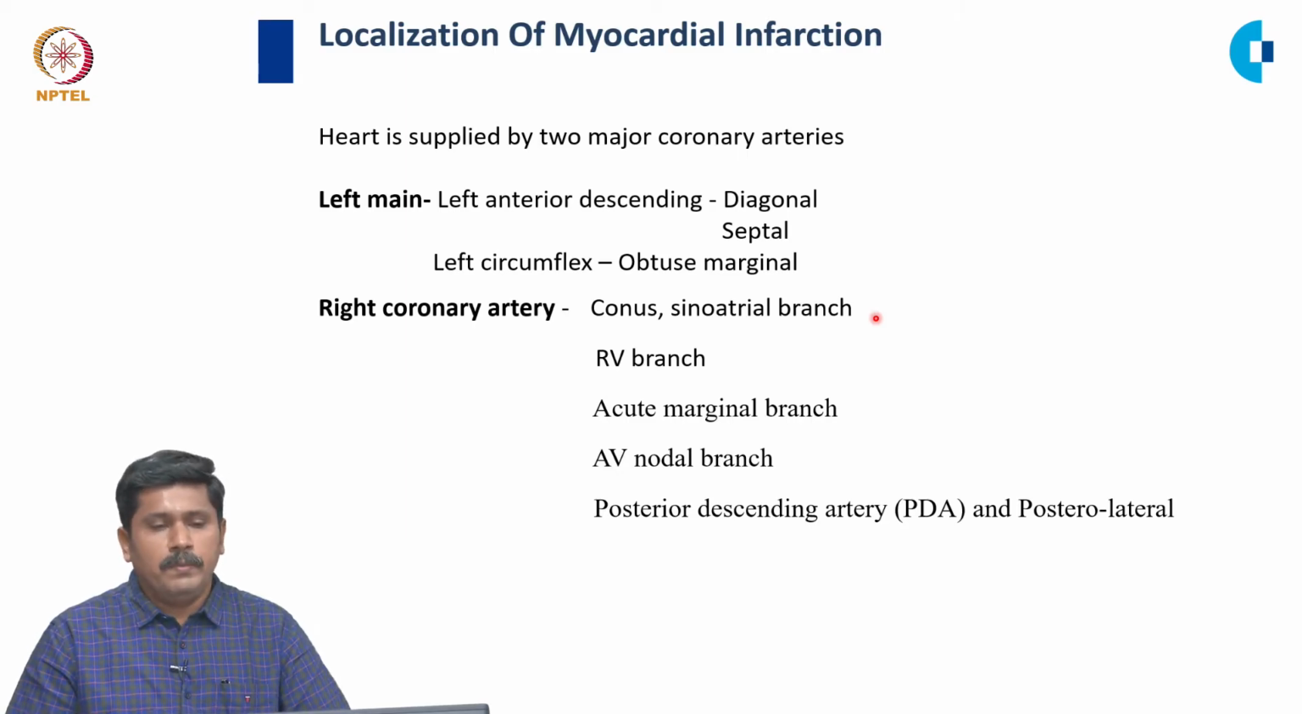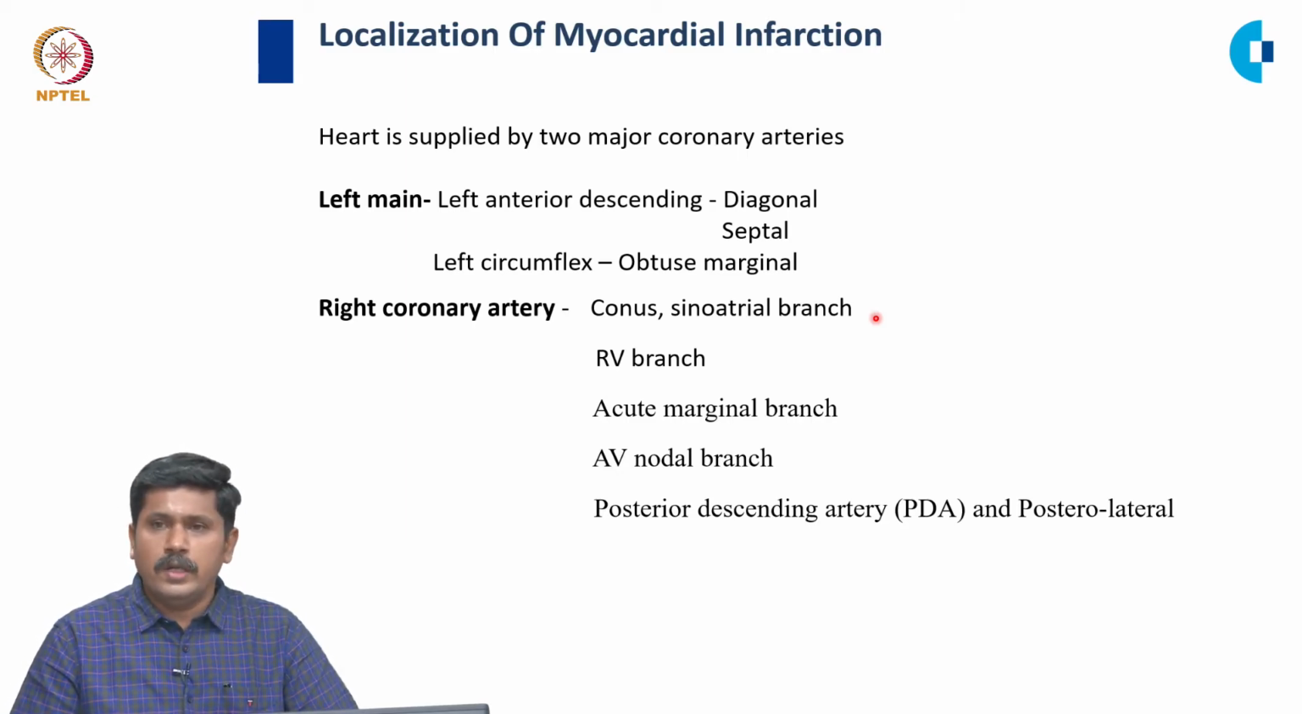So, the heart is supplied by two major coronary arteries: the left main coronary artery and the right coronary artery. The left main coronary artery divides into the left anterior descending artery, which gives rise to the diagonal and septal branches, and the left circumflex artery, which gives rise to the obtuse marginal branch. And the second one is the right coronary artery.